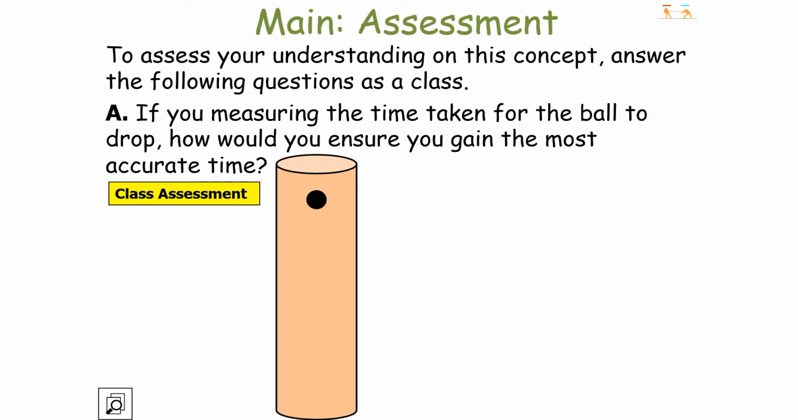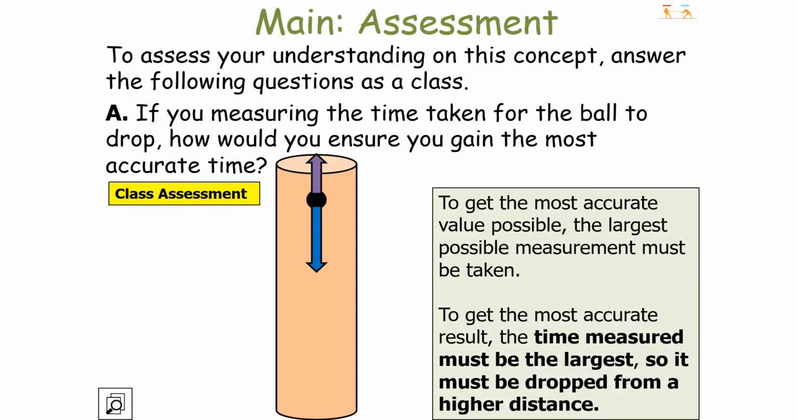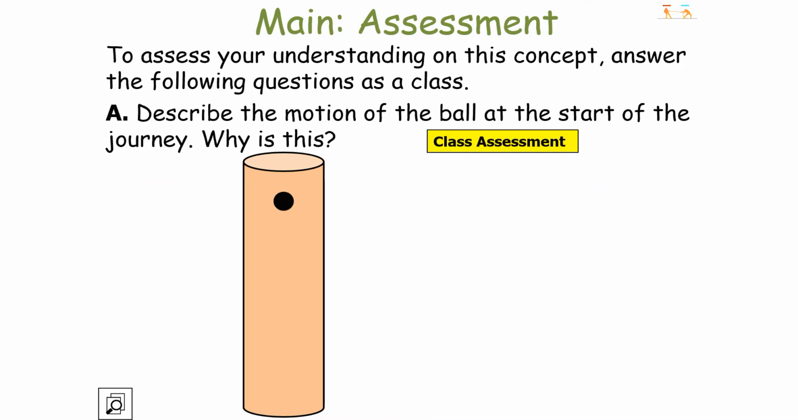Now if you are measuring the time taken for the ball to drop, how can you gain the most accurate time? Well, to gain the most accurate value possible, the largest possible measurement must be taken. So to get the most accurate result, the time measured must be the largest, so it must be dropped from a higher distance.